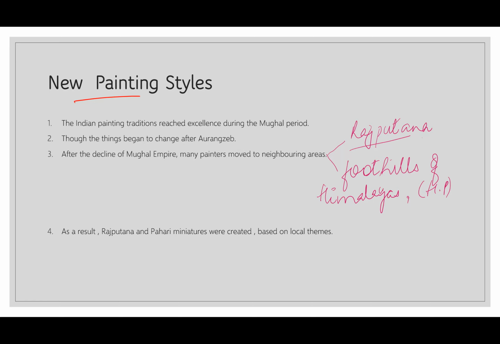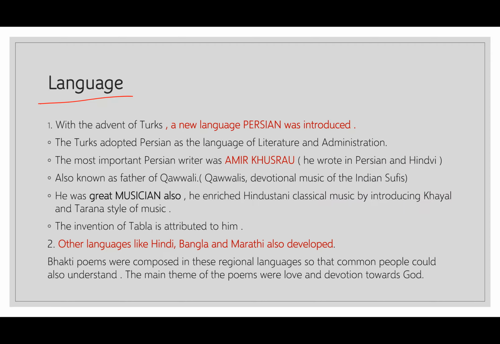See, basically the Mughal period was known for its painting traditions, but after Aurangzeb, it was on a decline in the Mughal empire. So these painters moved to two places. One, they moved to Rajputana. Number two, they moved to the foothills of the Himalayas, that is your Himachal Pradesh. But of course, there were two types of painting styles, Rajputana and Pahari style, and that was based on the local themes.